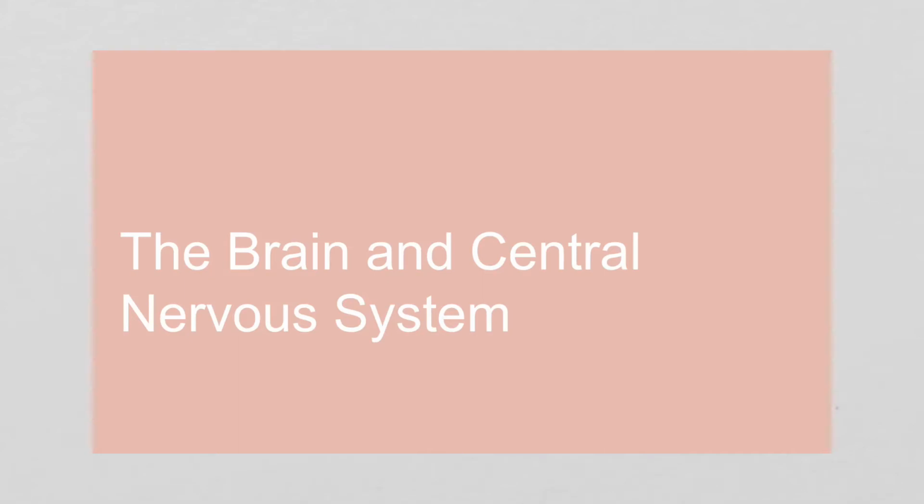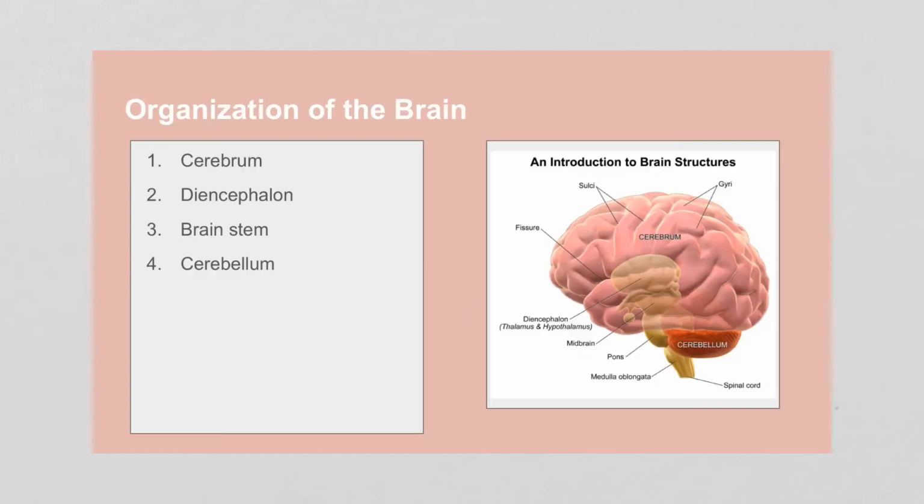In this section, we're looking at the brain and central nervous system. The brain is made out of 4 major parts. So we have the cerebrum, which is this area right here. We have the diencephalon, which is in this area. We have the brain stem and the cerebellum.